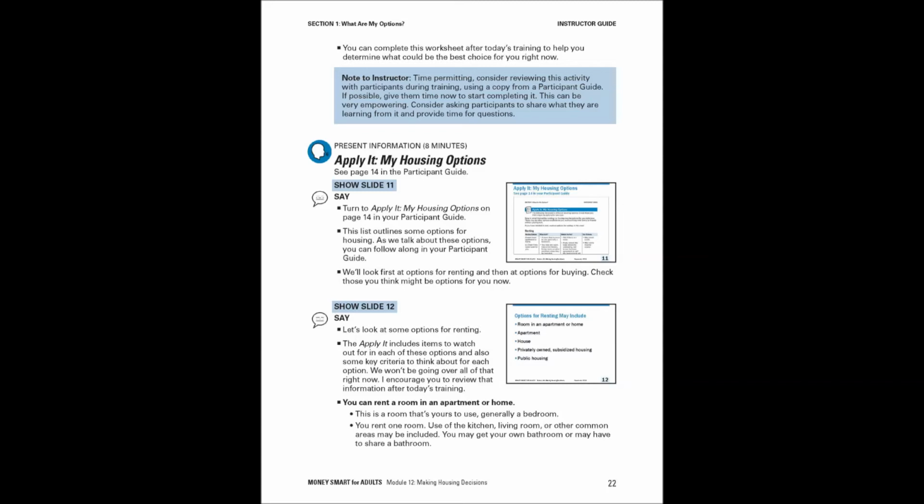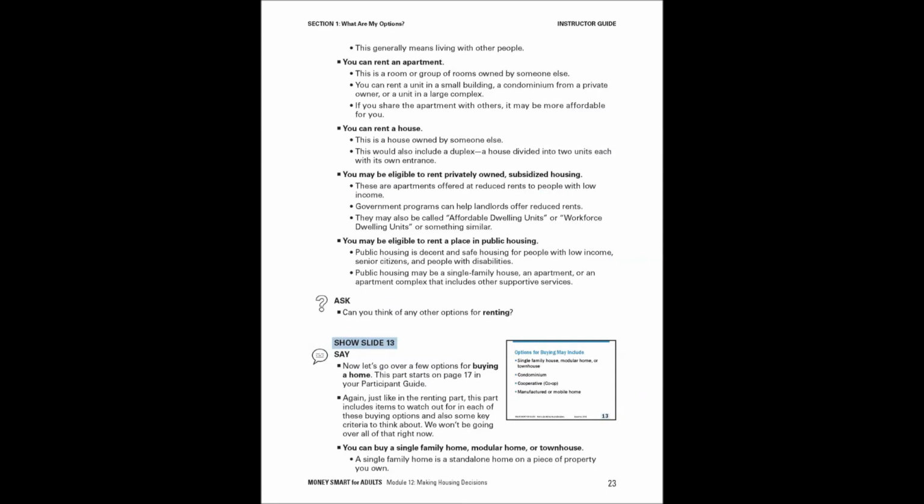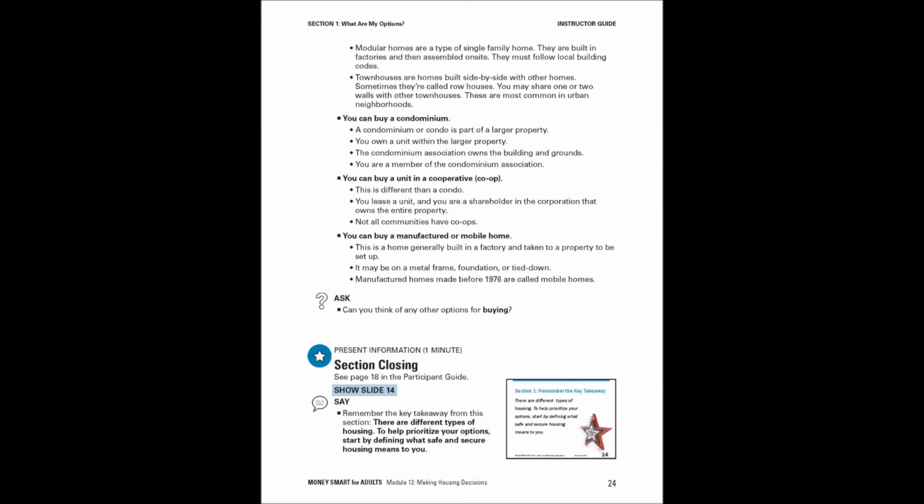The apply it activity, my housing options, is a great way to have them start thinking about their particular options for housing. We're going to start out with options for renting. There is a list there that will give them options to consider. Then the next slide, slide 13, goes into options for buying. And both of these have bullet points that you can use to help your scripting in terms of facilitating the discussion around these things. And that's great because we're going to wrap up this particular section with this discussion.